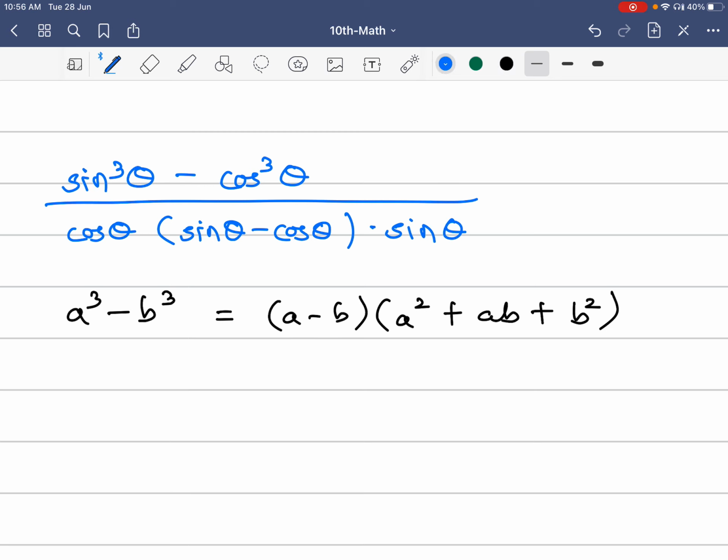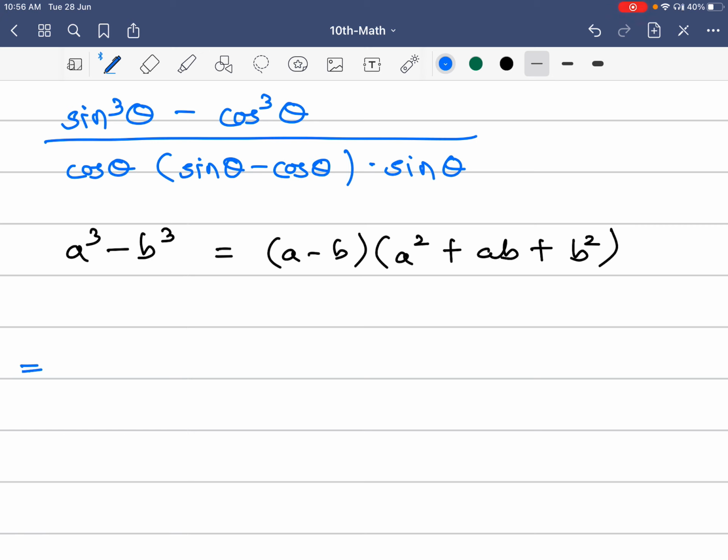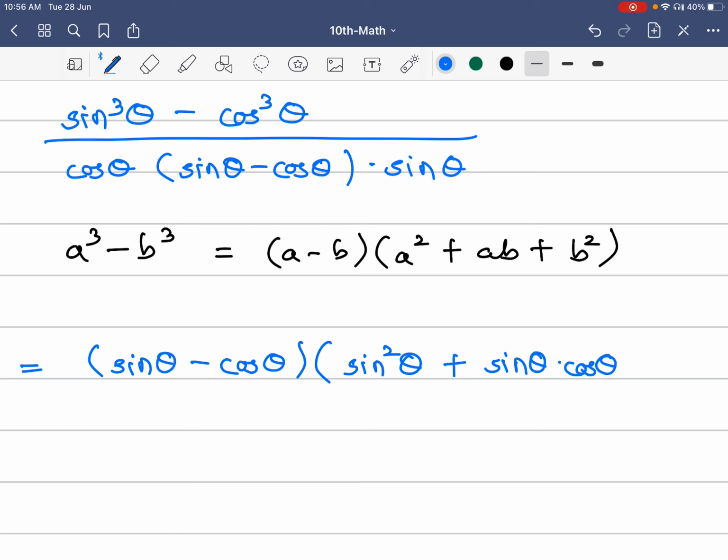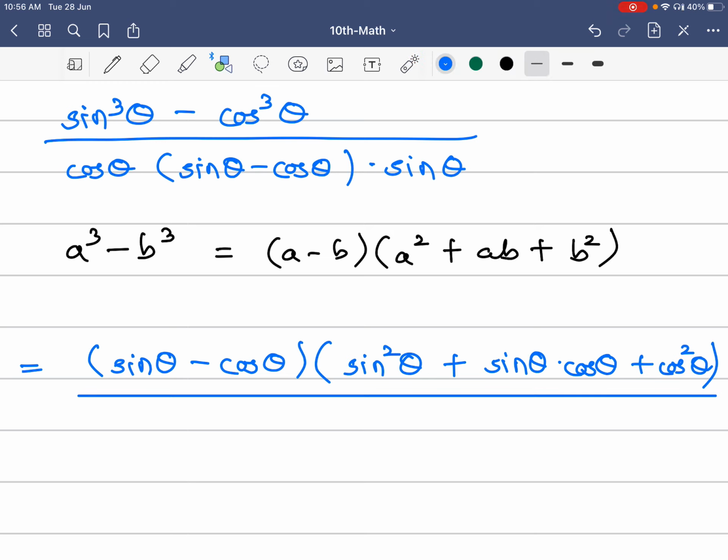So our numerator, using this identity, is going to change into sin theta minus cos theta into a square, so that is sin square theta, plus ab, that is sin theta into cos theta, plus b square, so that is cos square theta. This becomes our numerator because we are expanding it, and the denominator stays as it is. So this is basically cos theta into sin theta minus cos theta into again sin theta.